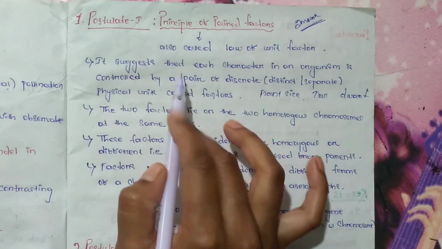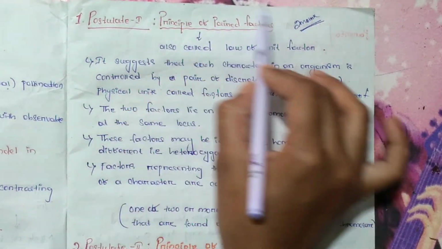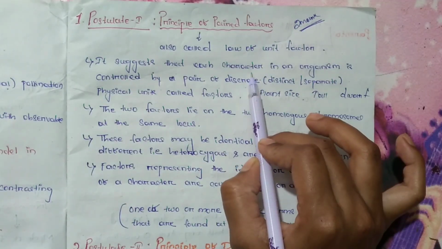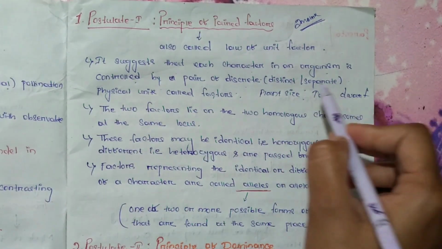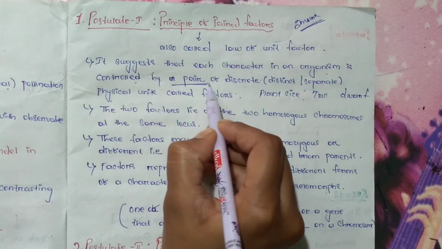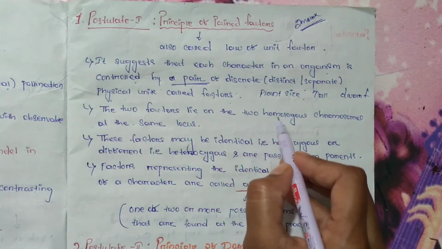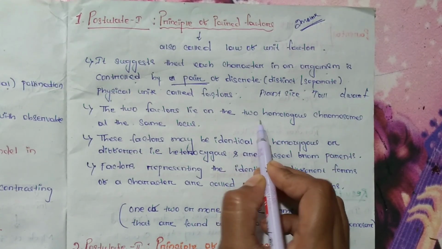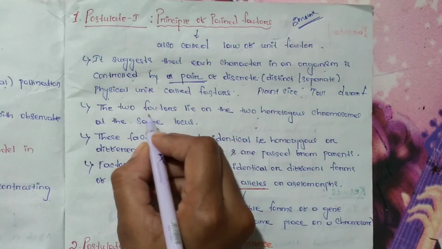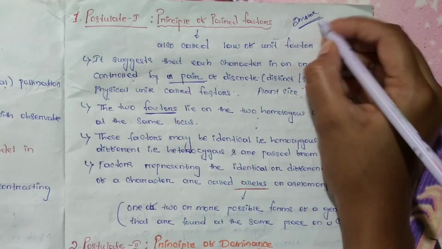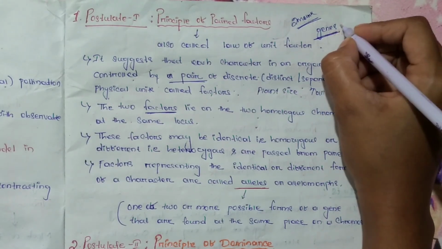So this was stated by Gregor Mendel. This principle of paired factors suggests that each character in an organism is controlled by a pair of different or separate physical units. Pair means 2 physical units that are called factors. The 2 factors lie on the 2 homologous chromosomes at the same locus. The same locus is the position of the gene. These factors were later called genes by Johansen.